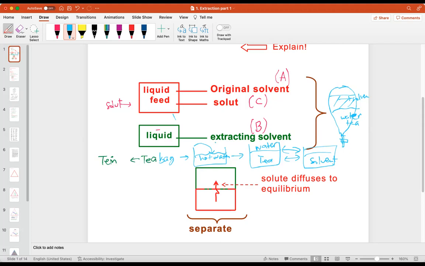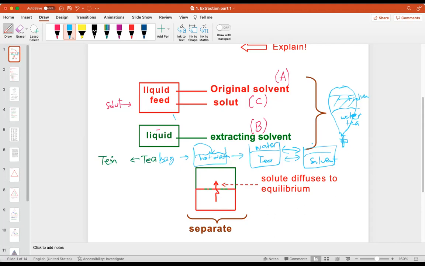Okay, usually because there is a difference between the water and the solvent, for example the organic solvent, there would be some difference. Looks like oil and water. They have different density, they have different polarity, so in the end they will separate. So in the end we will have a separation: the extracting solvent will be rich in solute, and the original solvent would be depleted of the solute, for example the tea.